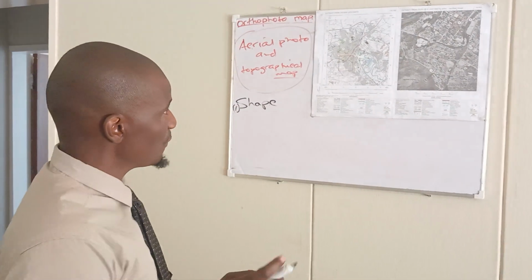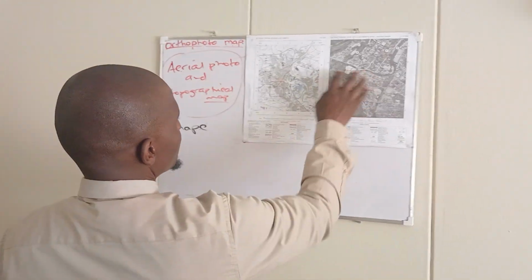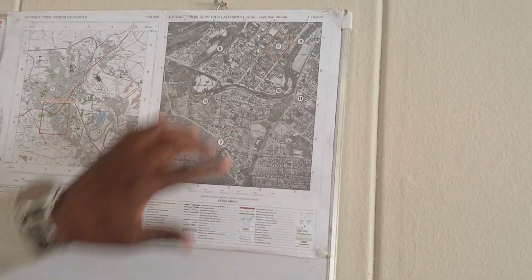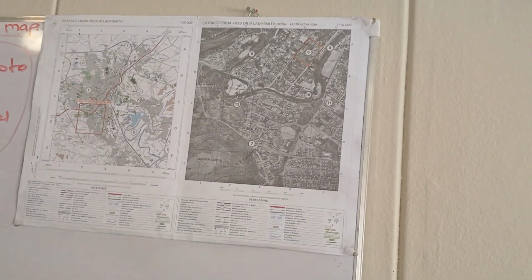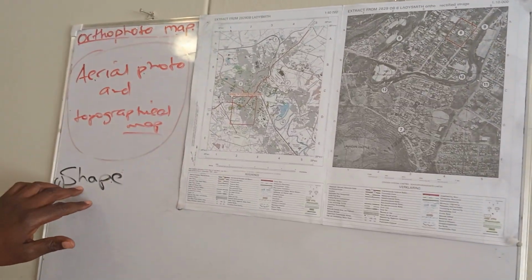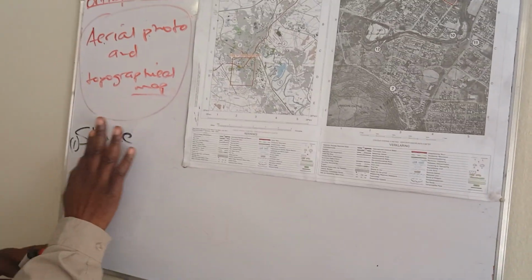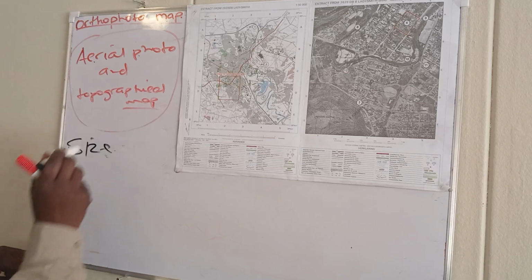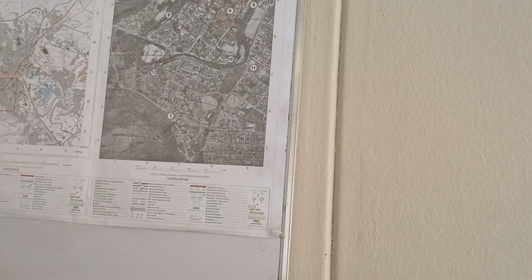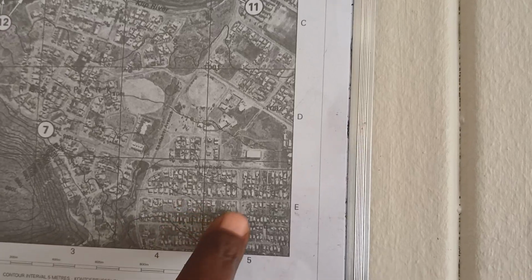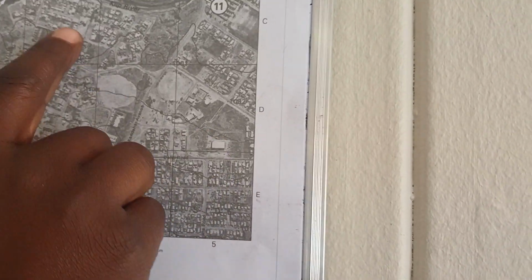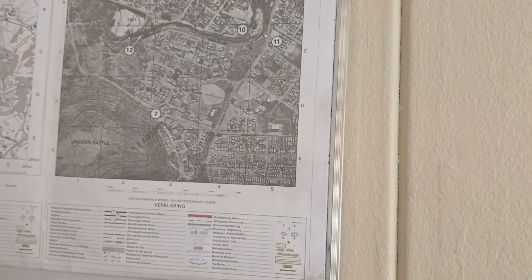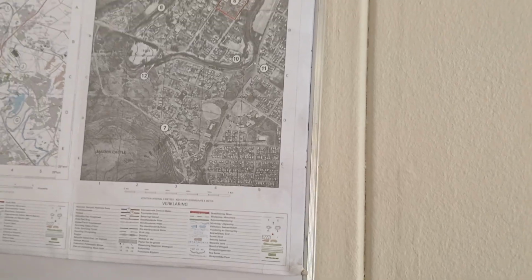What do I mean by that? If you look on your orthophoto map, you can see that the buildings are not of the same size. Some are big, whereas some are small. So when it comes to the shape, let me say size, not shape. I'll come to shape. Let me start with size. You can also look at the size of the buildings that are on an orthophoto map. You can see these ones are very small, but as you come here, this is big, some are small. So when you look at the buildings where we have got the industrial areas, the buildings are bigger as compared to those areas where they are residential areas.